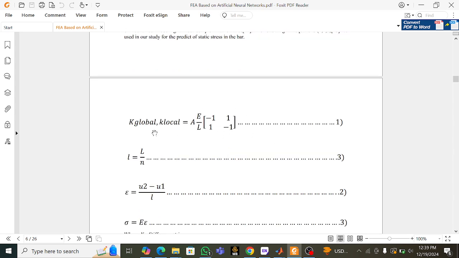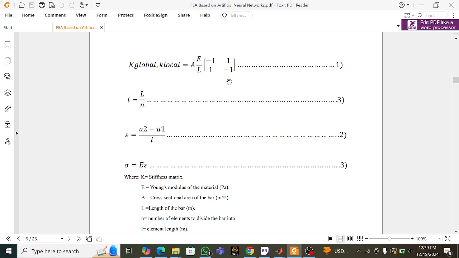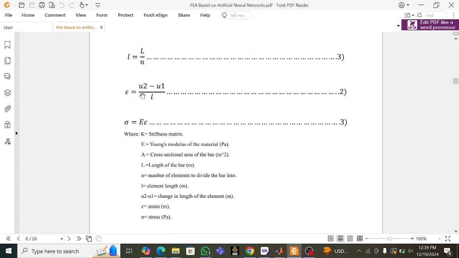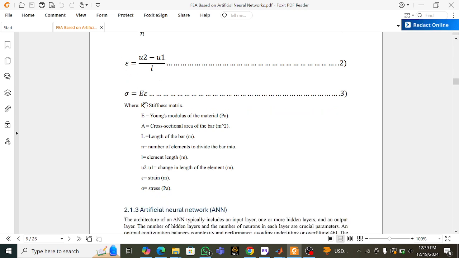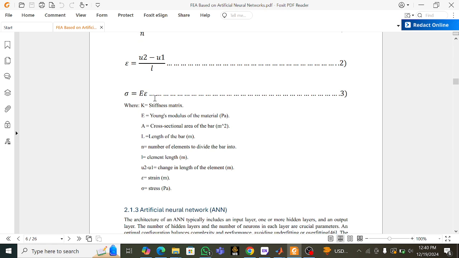So I use these equations: for the stiffness matrix I use the equation that depends on the area, the element, and the length of the bar. This is the element length, which is the length of the whole bar over the number of elements we divide it into. This is the strain, which is the change in length divided by the original length of the element. And this is the stress strain relationship.